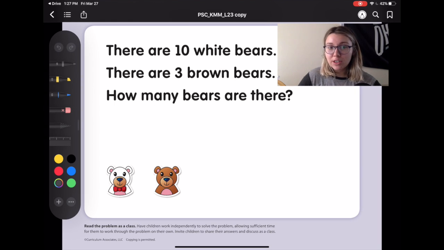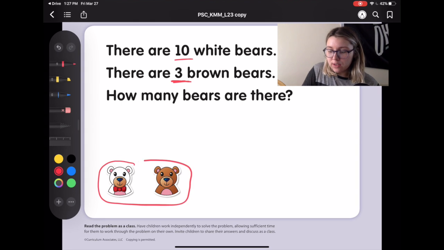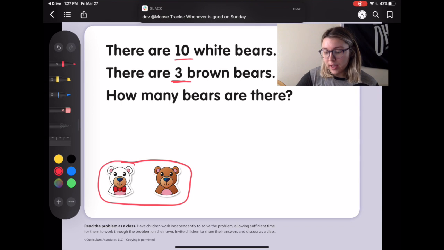So I want you to think to yourself now, what is the first thing you're going to do? I'm going to reread it, okay? There are 10 white bears. There are 3 brown bears. So let's look. There are 10 white bears, 3 brown bears. And I see that they did some pictures for us at the bottom so we know what the bears look like.